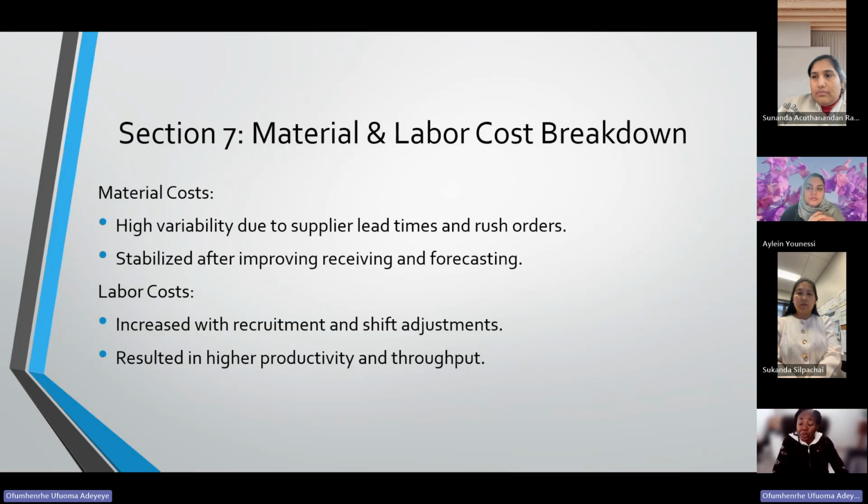Labor costs also increased because of hiring. We had to hire more hands in different departments to ensure production was efficient. But this investment improved productivity and reduced rework. So, what drove the net worth change?